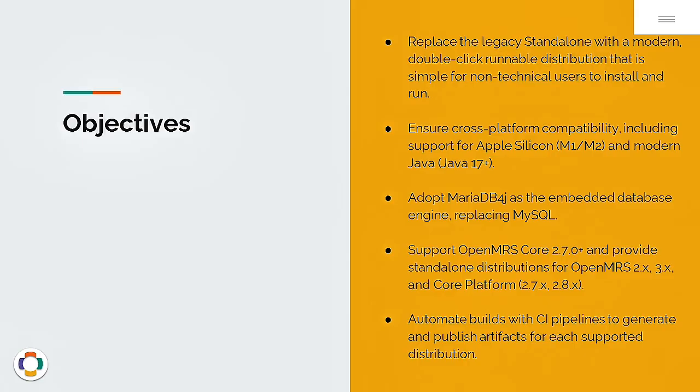Also, another objective was to automate builds with CI pipelines to generate and publish artifacts for each supported distribution.